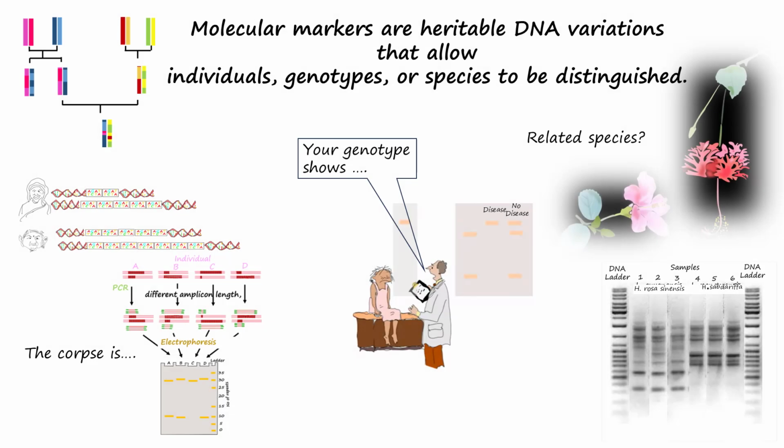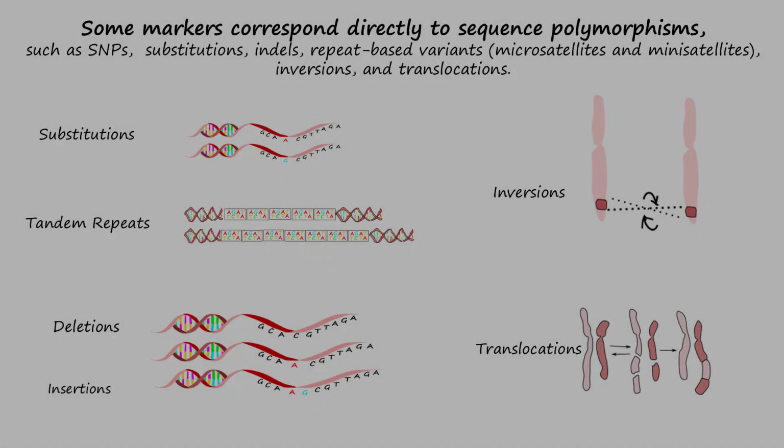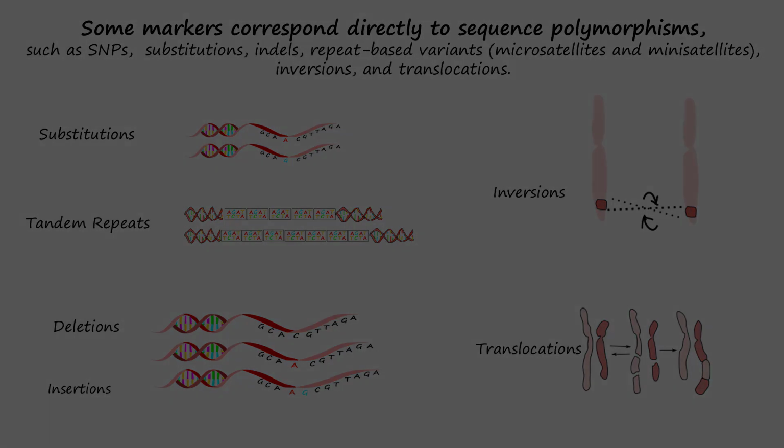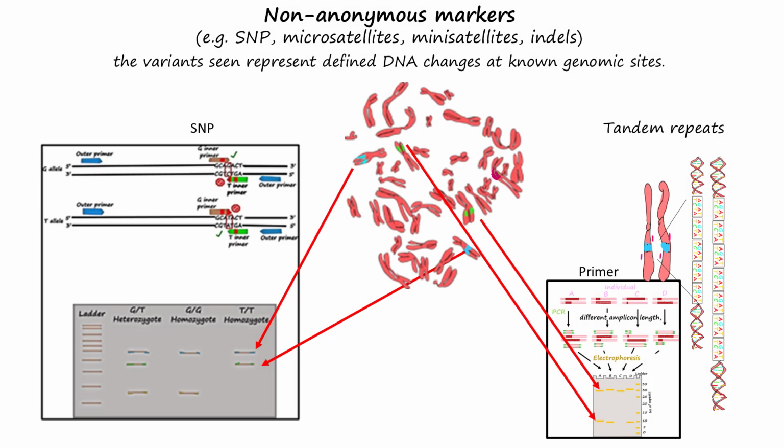Molecular markers are heritable DNA variations that allow individuals, genotypes, or species to be distinguished. Many marker types correspond directly to sequence polymorphisms, including SNPs, substitutions, indels, repeat-based variants like microsatellites and minisatellites, as well as structural variations such as inversions, copy number variants, and translocations. Because these variants represent defined DNA changes at known genomic sites, they are considered non-anonymous or targeted markers.